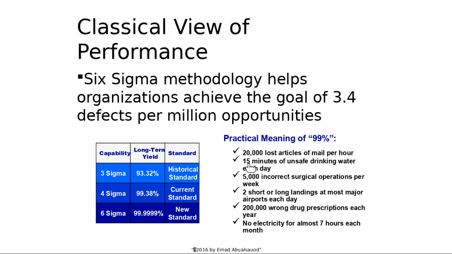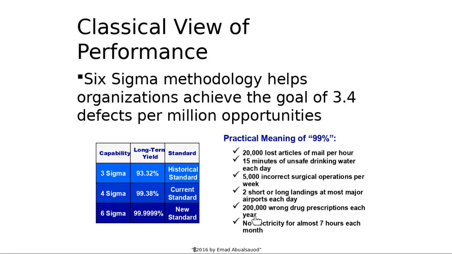You will have 15 minutes of unsafe drinking water every day. That means you are going to drink unsafe water every day, or you will be exposed to this risk. 5,000 incorrect surgical operations per week. Imagine if a hospital had this number of mistakes in surgical operations. You will have 200,000 wrong drug prescriptions each year. That means you will go to the doctor, and he will give you the wrong medicine.